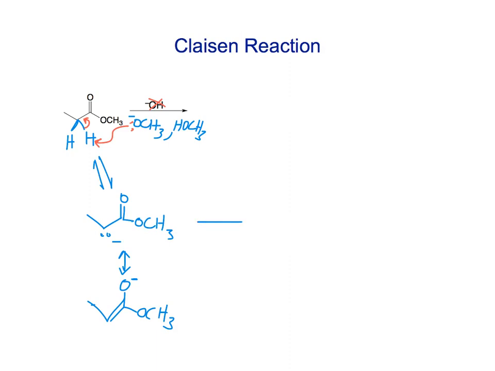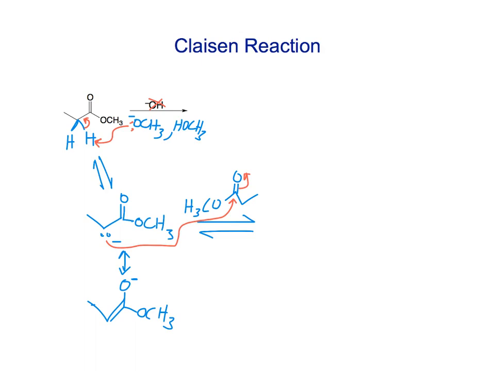And so just like in the aldol condensation, the enolate of the ester is going to react with the carbonyl of another ester. So it's the ester acting both as the nucleophile and as the electrophile. These electrons come over here and attack the carbonyl. These electrons go up onto the oxygen and form a tetrahedral intermediate.